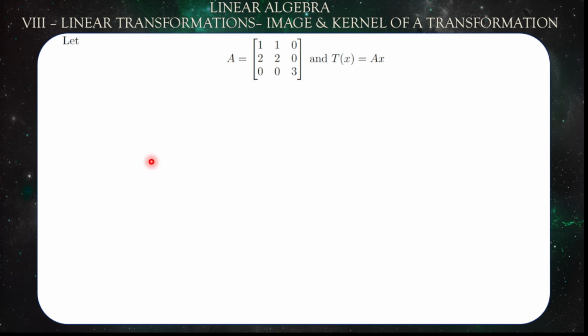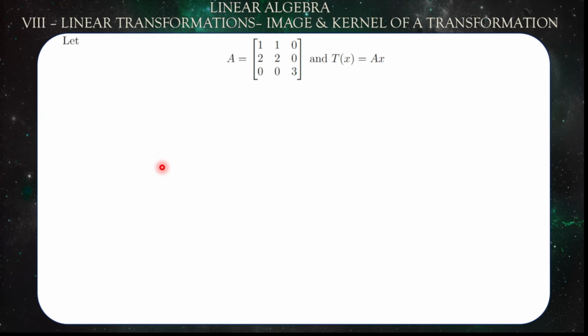Another one. Let A be equal to 1, 1, 0, 2, 2, 0, 0, 0, 3, and T of x is equal to Ax. Let us find the rank, the nullity, or the kernel and the dimension of the kernel of T, the rank of T. Let us find out the bases, all of that. So you can pause the video and try to solve it first.